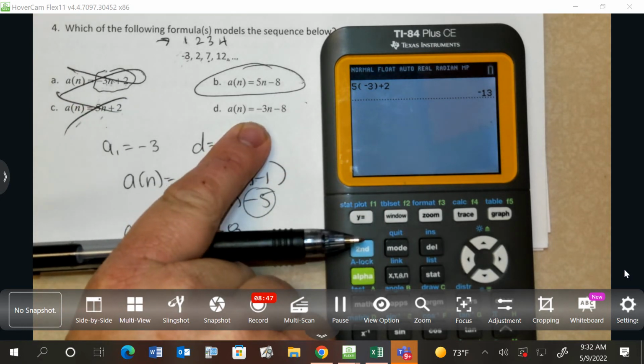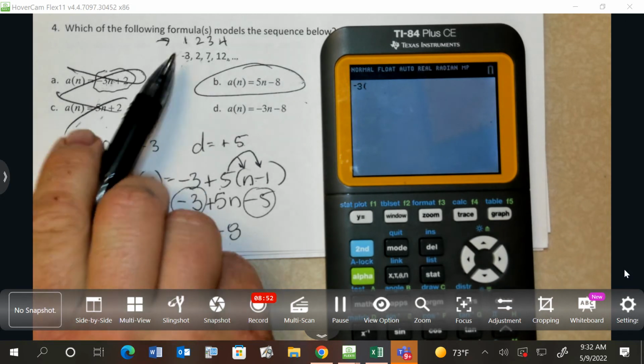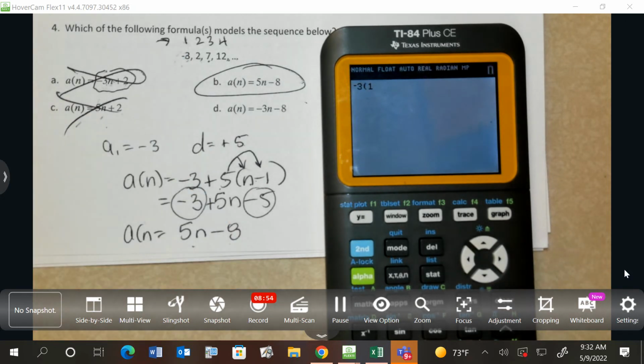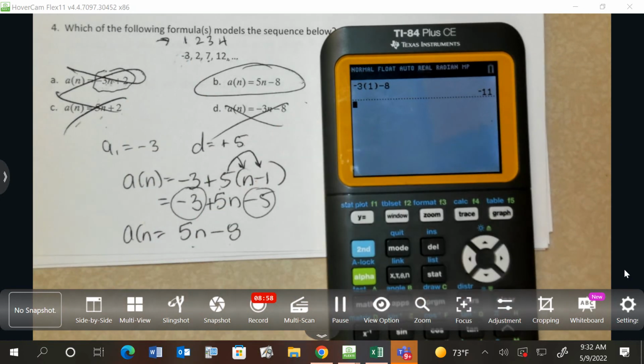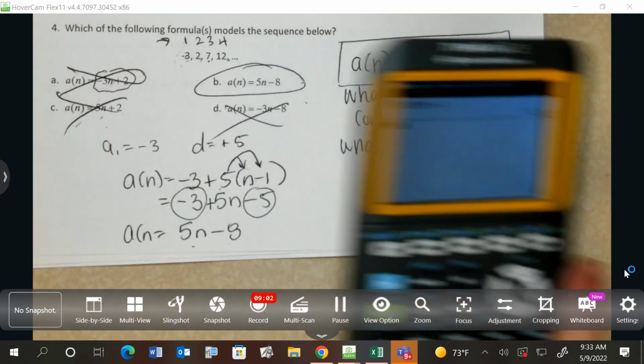Test D for me and see what you get for an answer. Test D. I'm plugging in -3. I'm trying the first number, and I'm subtracting 8. I did not get -3. Now, again, this is an alternative to doing all the math since it is multiple choice.